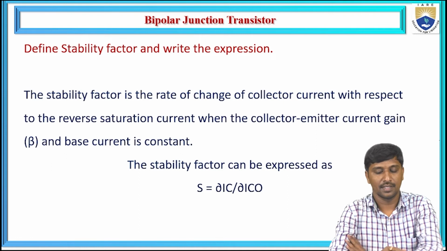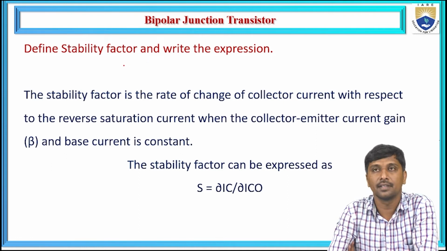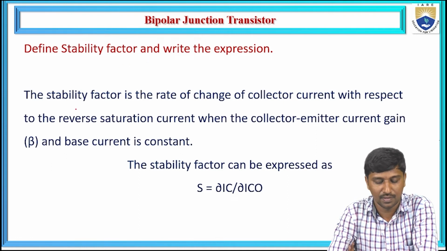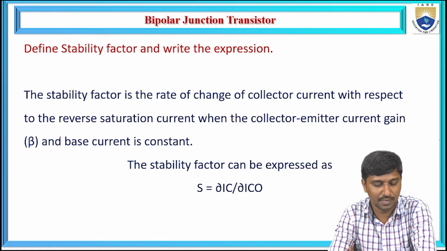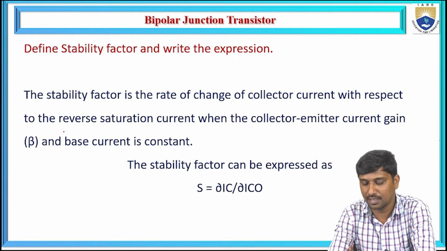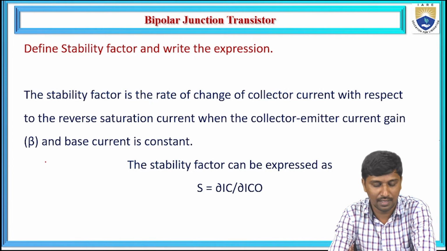The next one is: define stability factor and write its expression. In this case, the stability factor is the rate of change of collector current with respect to the reverse saturation current when the collector to emitter current gain and the base current are constant.